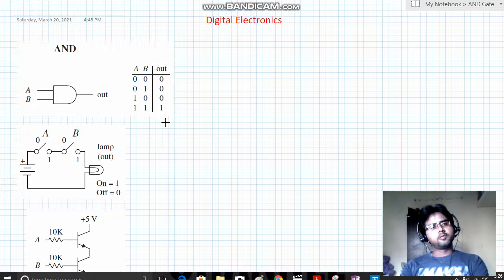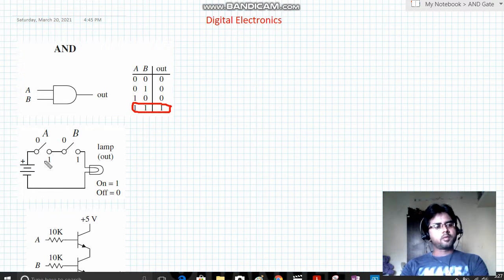Here the truth table for AND gate is: if both inputs are in high state, then the output is 1. Only when both inputs are high will you get output as a high state. In all the remaining conditions, you will get logic low level.